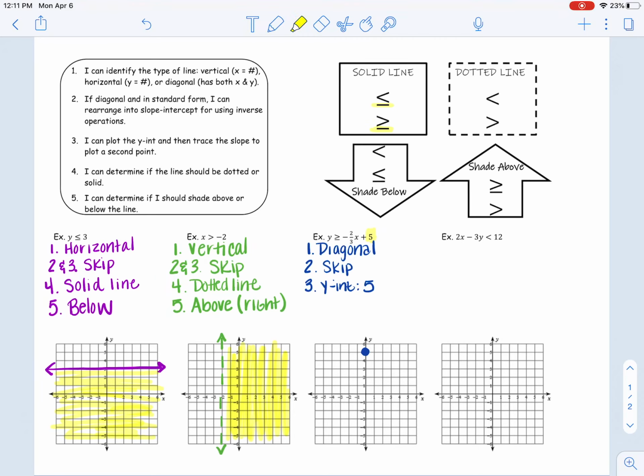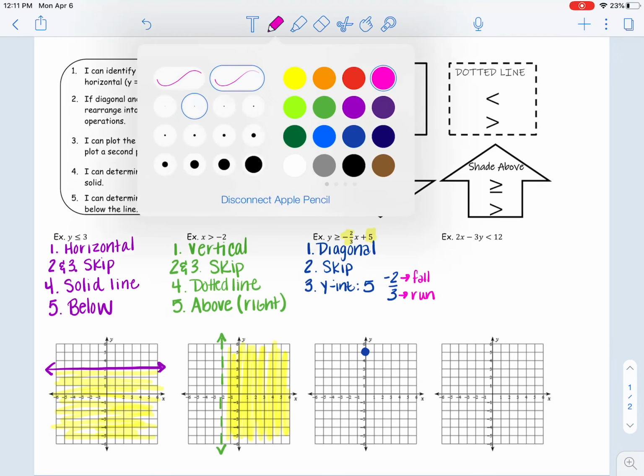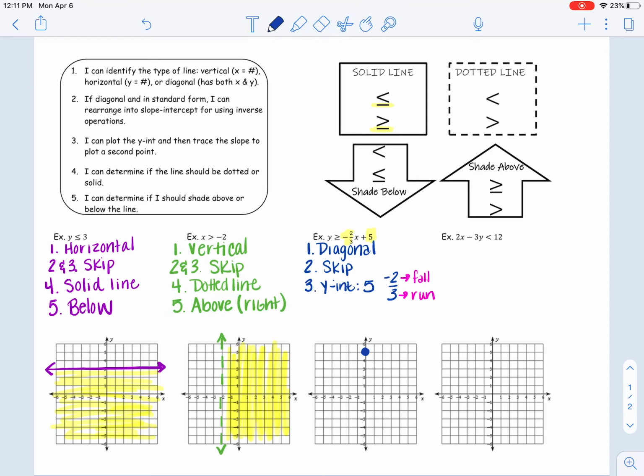And then my slope is negative 2/3. And that's going to tell us our rise or fall over run. So negative 2/3 tells us to fall because it's negative, and run. So I'm going to start at my y-intercept and I'm going to fall 2 and go right 1, 2, 3, and then draw that point in. I am not going to make my line yet because I still have to go through steps 4 and 5.